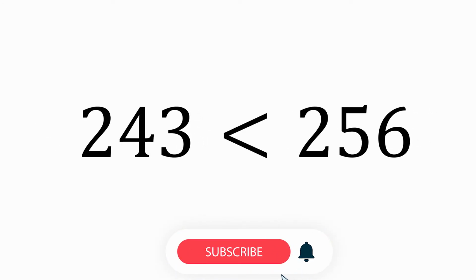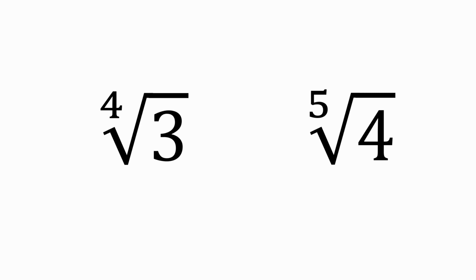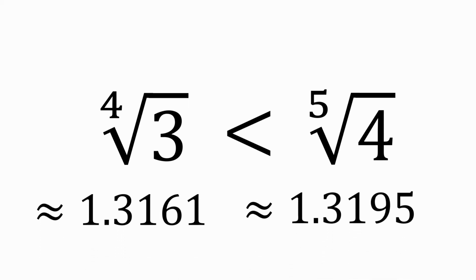Since 256 is obviously greater than 243, that means we can conclude the 5th root of 4 is likewise greater than the 4th root of 3. But only by a whisker.